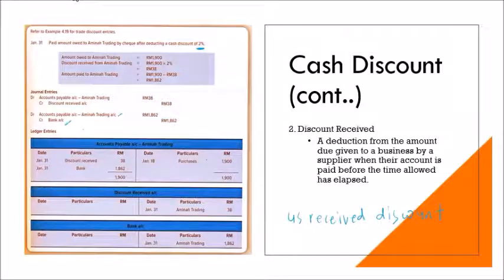Okay, the next account that is opened is discount received, in which you record Aminah Trading on the credit side with the amount 38. While for the bank account, you record Aminah Trading on the credit side with the amount 1,862, since it's a deduction in our bank. Okay, focus on pages 51 and 50. Okay, understand? Okay, going into the next slide.